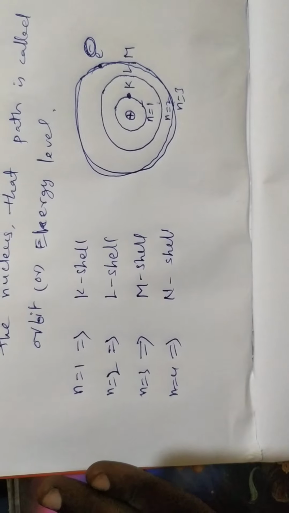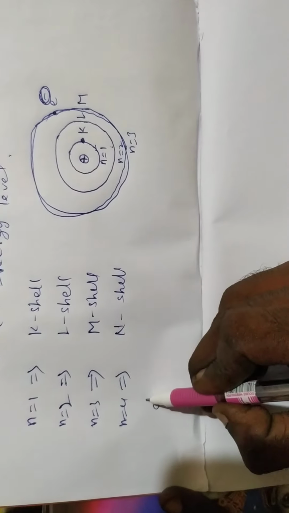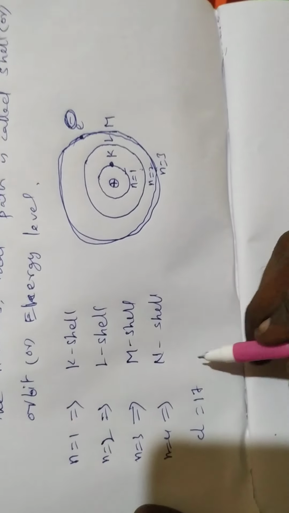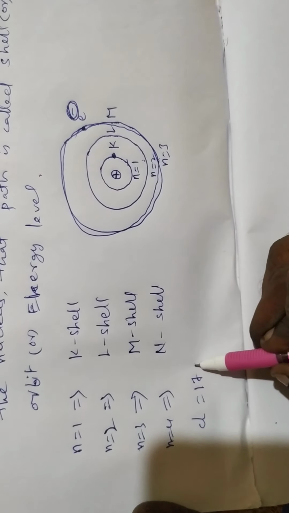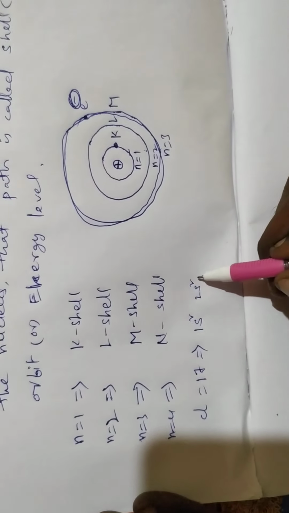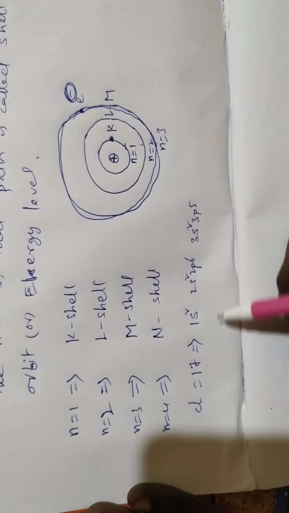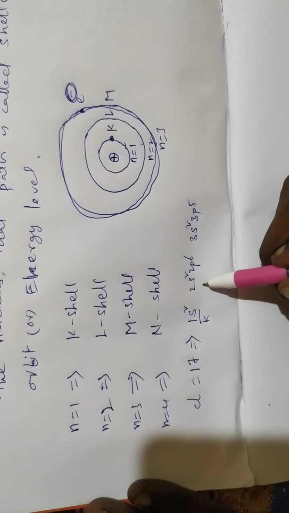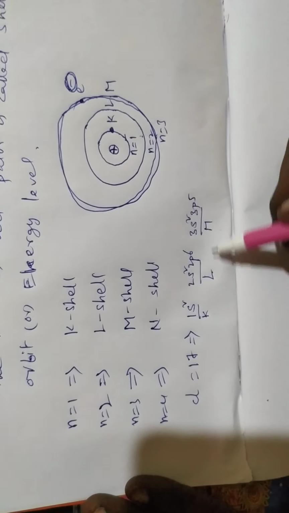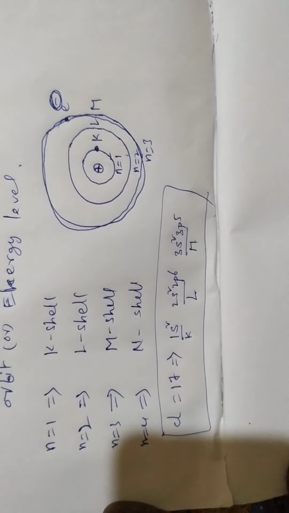These are shells. For example, chlorine. Its atomic number is 17. So its electron configuration is 1s2, 2s2, 2p6, 3s2, 3p5. It has 3 shells: this is the K shell, this is the L shell, this is the M shell. So K, L, M, 3 shells are present in chlorine. Okay, these are the shells.